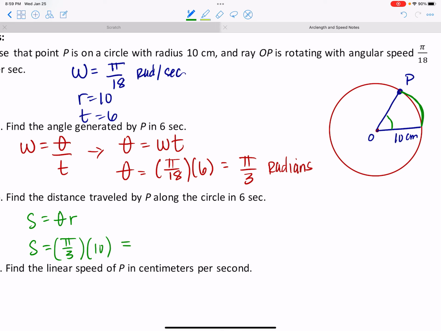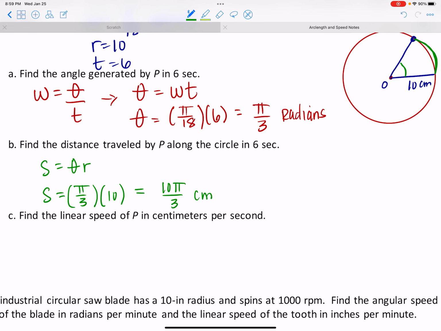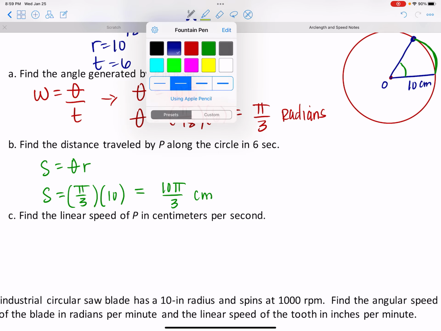And so we just multiply by 10, which is, remember, 10 over 1. We get 10 pi over 3 centimeters. I should put my units in there, centimeters. Okay, so now I know the angle that's generated, I know the distance that it's traveled, which was the arc length. The last component is to find the linear speed, the velocity.